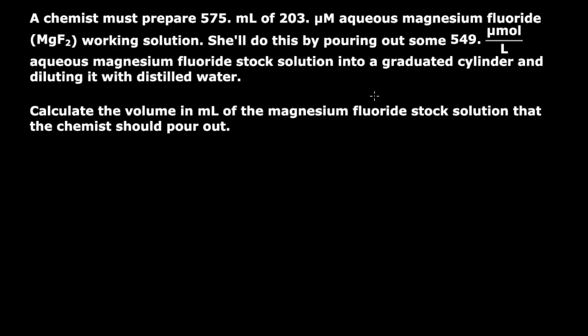So in this question, we want to prepare a 575 milliliter, 203 micromolar solution of aqueous magnesium fluoride. The way you want to prepare the solution is we're going to take a concentration that's even higher, and it's going to be this 549 micromole per liter. And this micromole per liter is the same thing as a micromolar. This is going to be our stock solution.